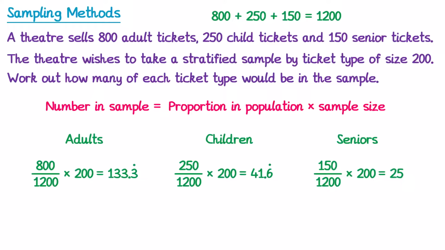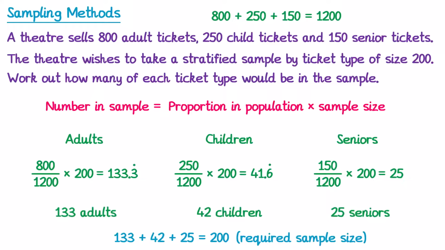Now the number of adults, children and seniors in the sample need to be integers. We can't have 133.3 recurring adults, so we're going to round these to the nearest whole number. So in the sample, we'll have 133 adults, 42 children, and 25 seniors. At this point, it's worth adding these together to check it does add up to the sample size, and these do add together to give 200 as required.